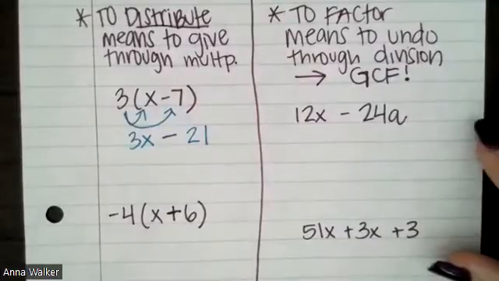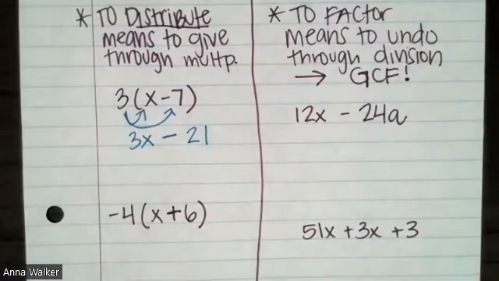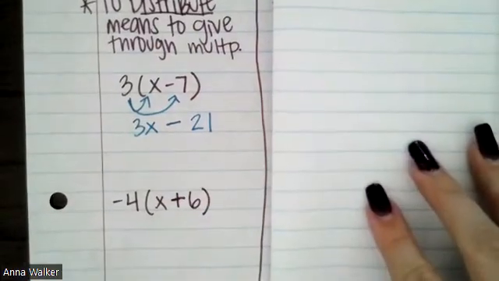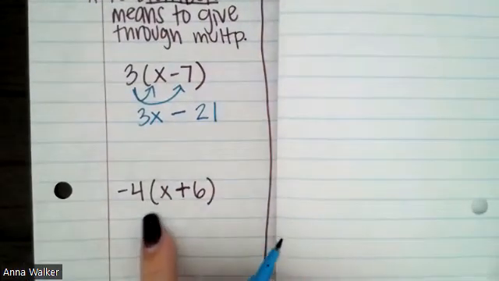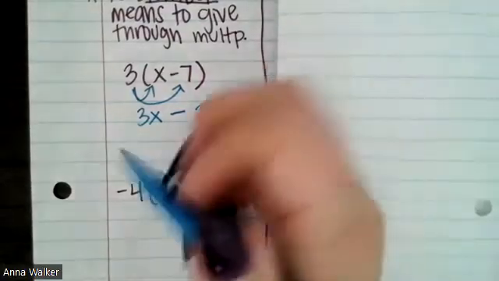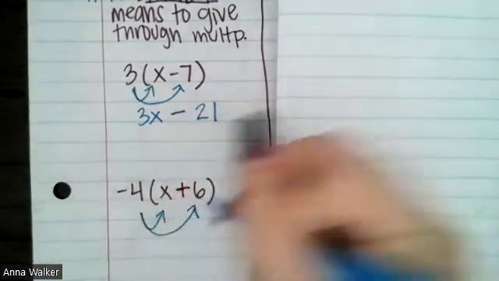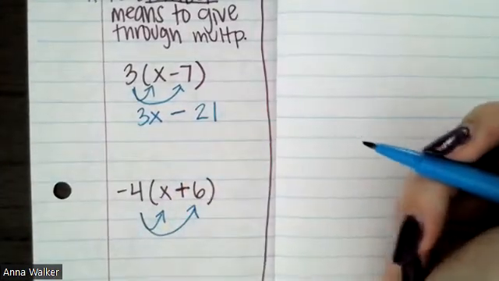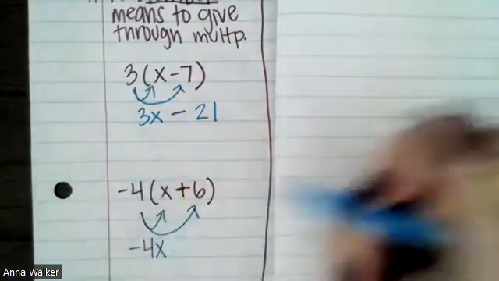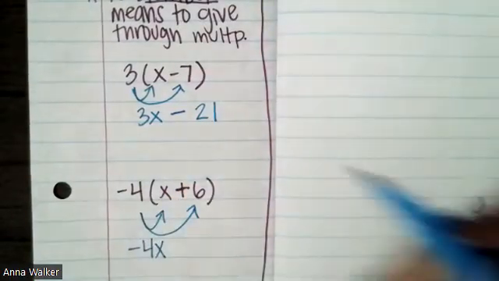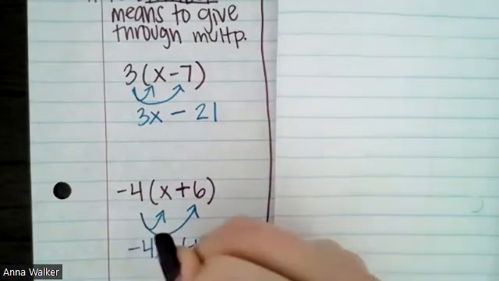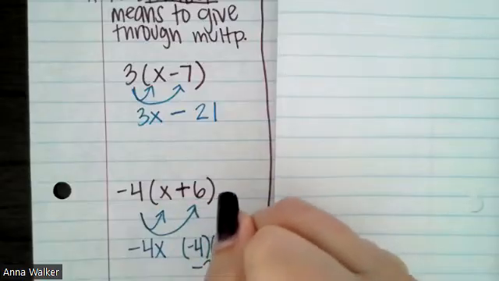Here we have one. And you know what? Let me do this. I'm going to cover up the factoring side so we're not distracted by those equations. Here we have the problem -4 times the group x plus 6. So if I use the distributive property to simplify this expression, I'm going to distribute that -4 to each term in the group. So -4 times x is just going to be -4x, because we don't know what x is. And then if I do -4 times 6, that is going to be -24.